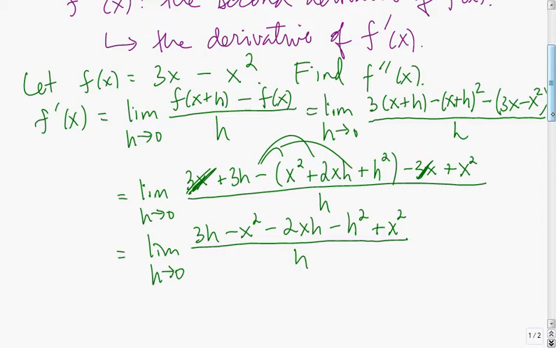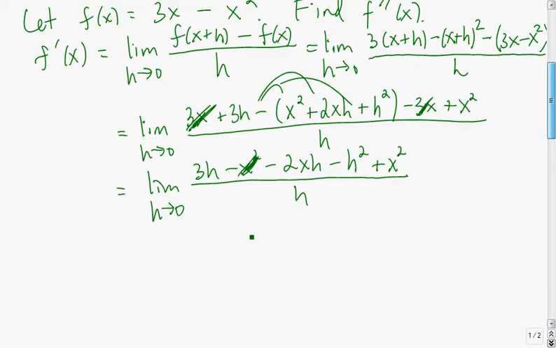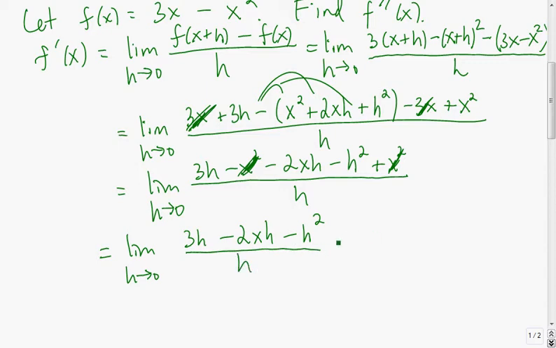Okay, now we're going to get more to cancel. So this x squared goes away. And we're left with the limit as h goes to 0 of 3h minus 2xh minus h squared, all over h. Now we can cancel an h.